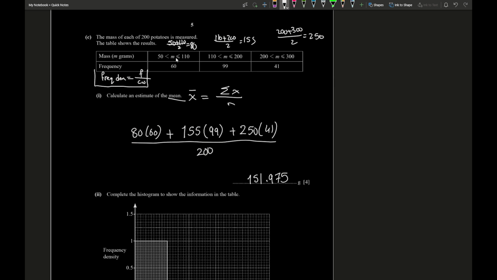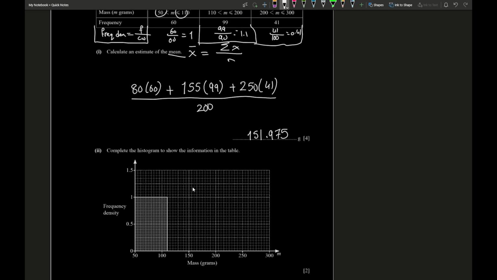And the class width is, for example, the difference between these two numbers, 110 minus 50, which is 60. Okay, 60 divided by 60 is 1. That is the frequency density of the first column. The frequency density of the second column is 99 divided by 200 minus 110, which is 90. This is 1.1. And finally, for the last column, the frequency is 41 divided by the class width, which is 300 minus 200, which is 100, equal to 0.41.